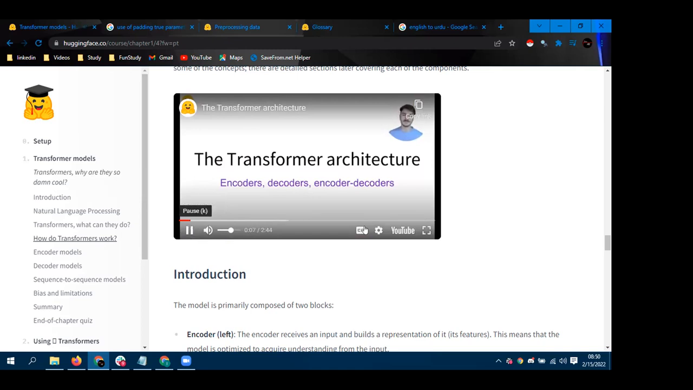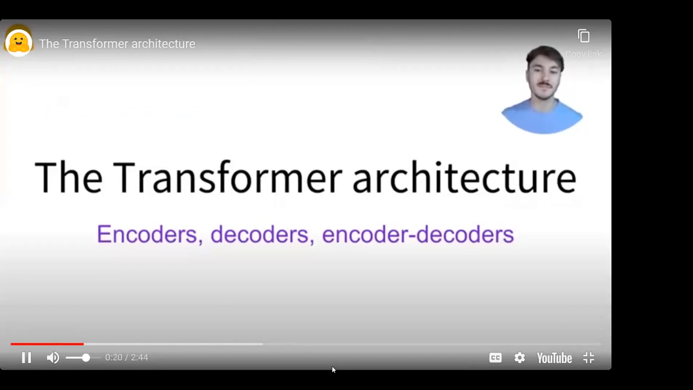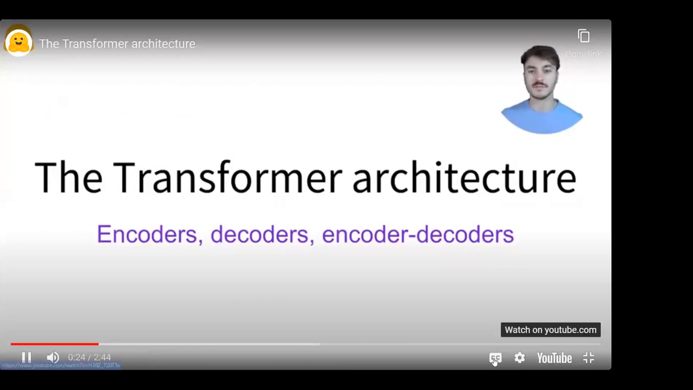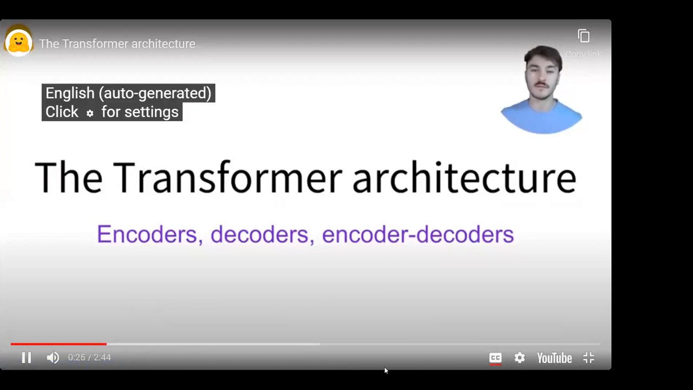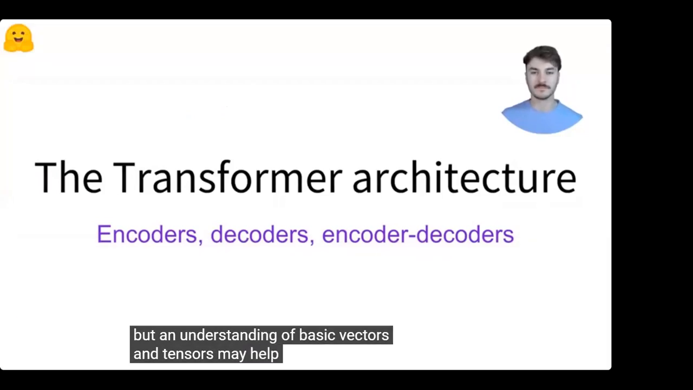Let's study the transformer architecture. This video is the introductory video to the encoders, decoders, and encoder-decoder series of videos. In this series, we'll try to understand what makes a transformer network, and we'll try to explain it in simple, high-level terms. No advanced understanding of neural networks is necessary, but an understanding of basic vectors and tensors may help.